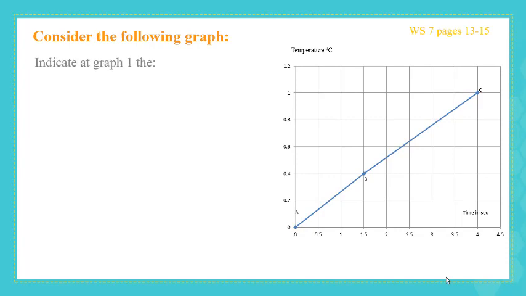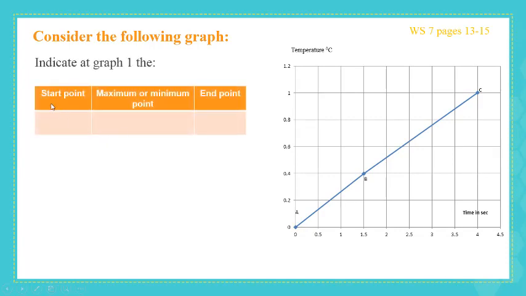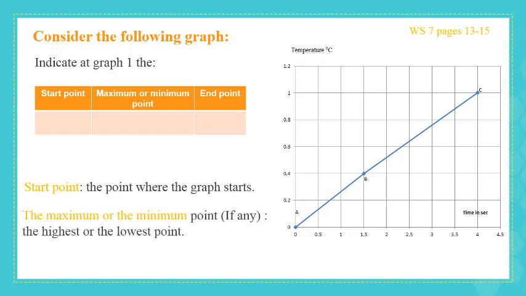To analyze a graph, you should follow many steps. The first step is to determine the start point, maximum or minimum point, and the end point. Before determining these points, let us distinguish between them. Start point, the point where the graph starts. The maximum or the minimum point, the highest or the lowest point. Maximum is the highest point, minimum is the lowest point. End point, the end where the graph finishes or stops.